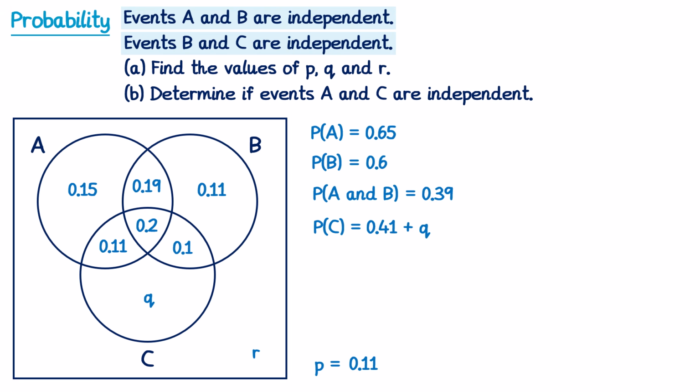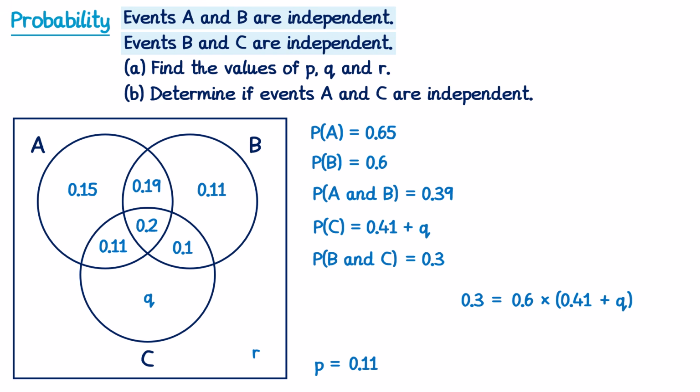We also need the probability of b and c, which is the sum of the probabilities in the overlapping section of those two circles, so these two here. That's 0.2 plus 0.1, which is 0.3. We can then use the formula for independence again. The probability of b and c is the probability of b multiplied by the probability of c. So let's substitute in all of those values. That gives us this equation here.